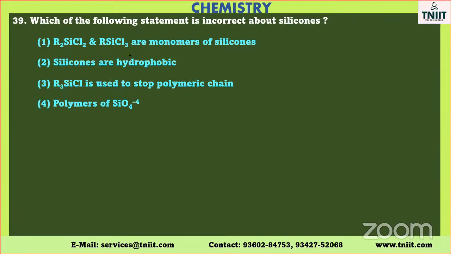Which of the following statements is incorrect about silicones? R2SiCl2 and RSiCl3 are monomers of silicones. Silicones are hydrophobic. Yes. R3SiCl is used to stop the polymeric chain. Polymers of SiO4 4-. This is a wrong statement about silicones. The answer is option 4.